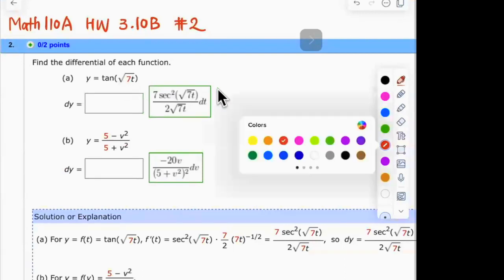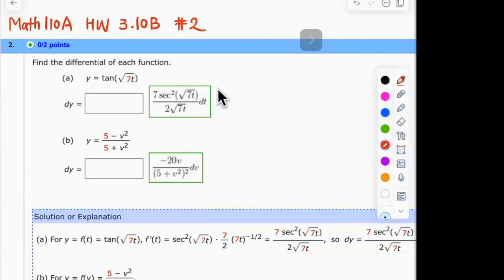Basically, the derivative with respect to t is dy dt. This one here is the derivative, the derivative of y with respect to t. Now the differential here is dy, and they're related, okay?